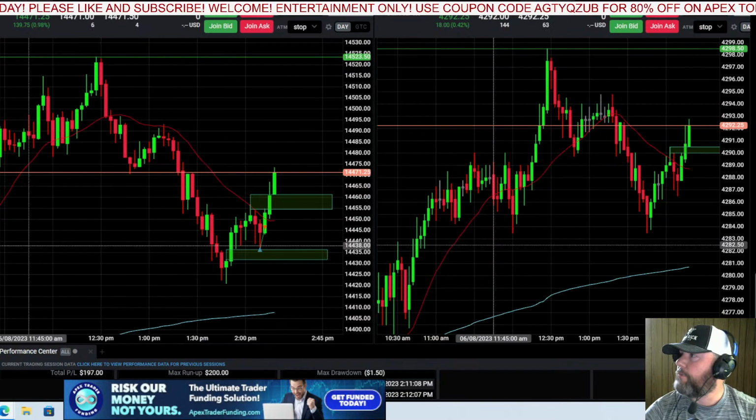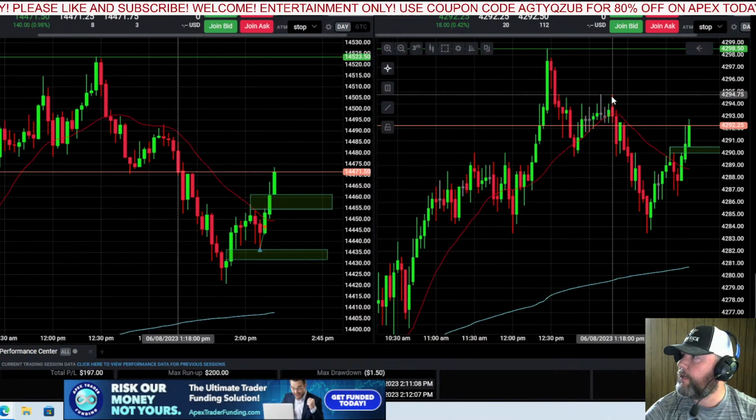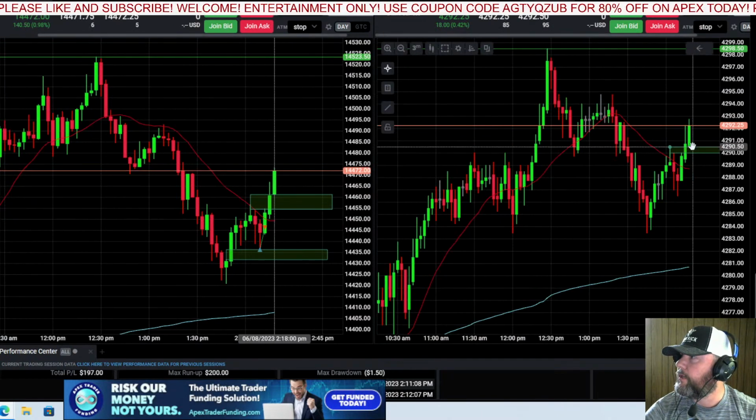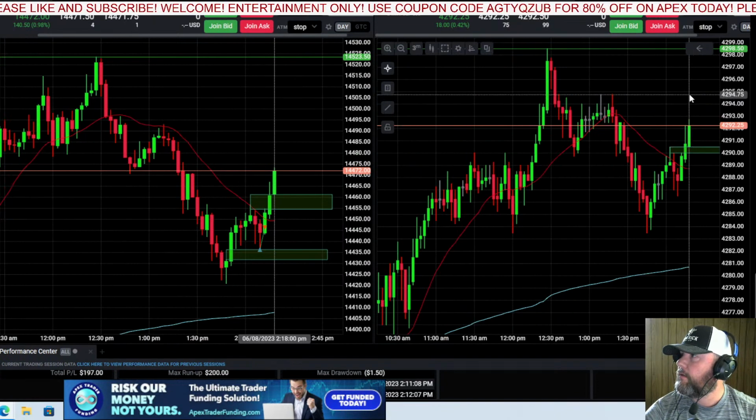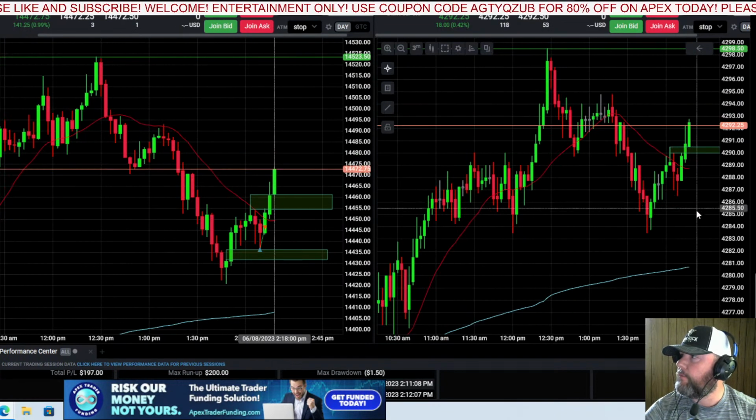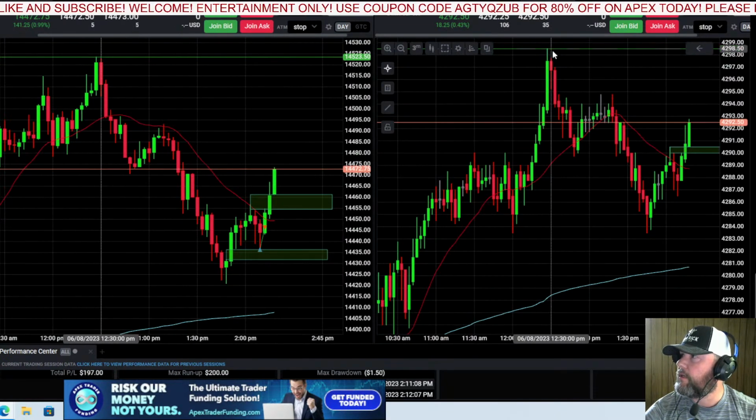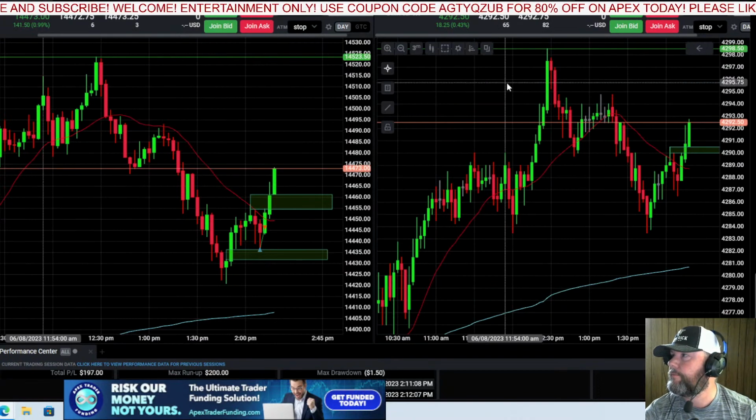Target on the ES will probably be this first swing high, 94. So if you enter at 90, let it break that first swing high, then you can move your stop to break even, and then you can kind of target the high of the day potentially.